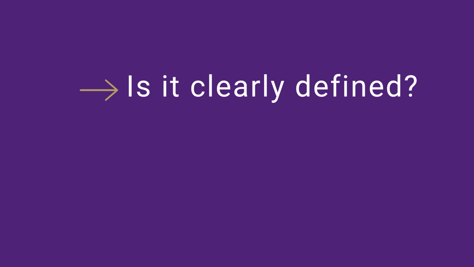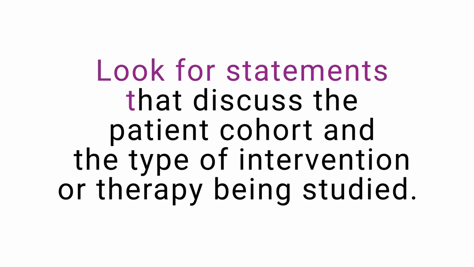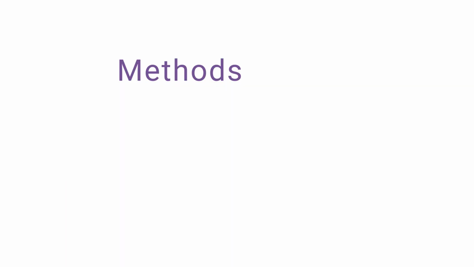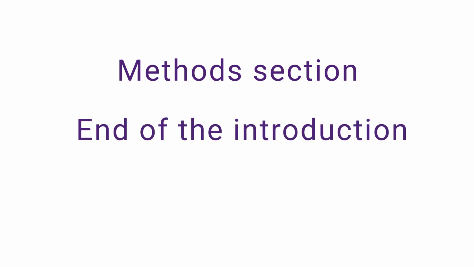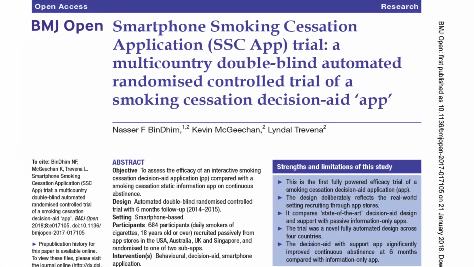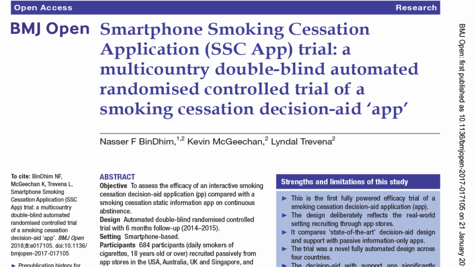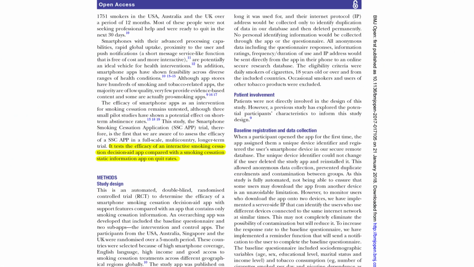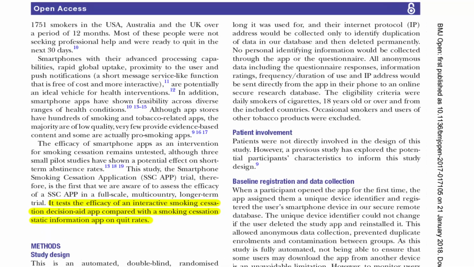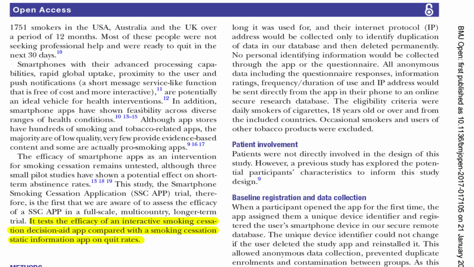Is it clearly defined? Look for statements that discuss the patient cohort and the type of intervention or therapy being studied. These are usually found in the methods section or at the end of the introduction. Consider whether the study's research question and patient cohort are relevant to your particular context. Do you have a similar local population, individual patient, or healthcare setting?